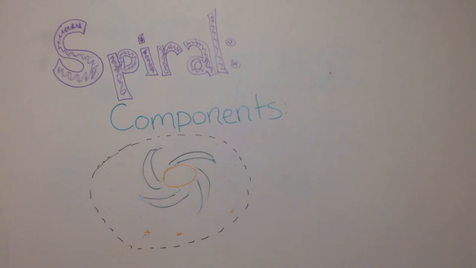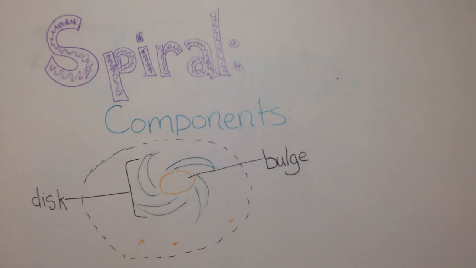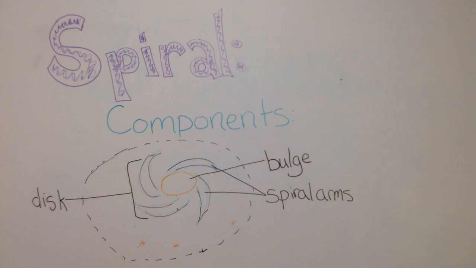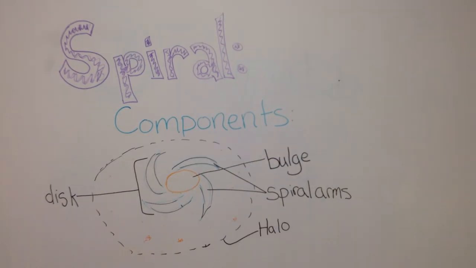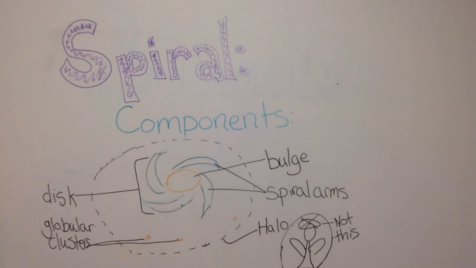The spiral galaxy has three components. The bulge is a spherical structure found in the center of the galaxy, which contains older stars. The disk is made up of dust and gas, and it's where the spiral arms form. The halo is a galaxy's loose spherical structure located around the bulge, and also contains globular clusters.